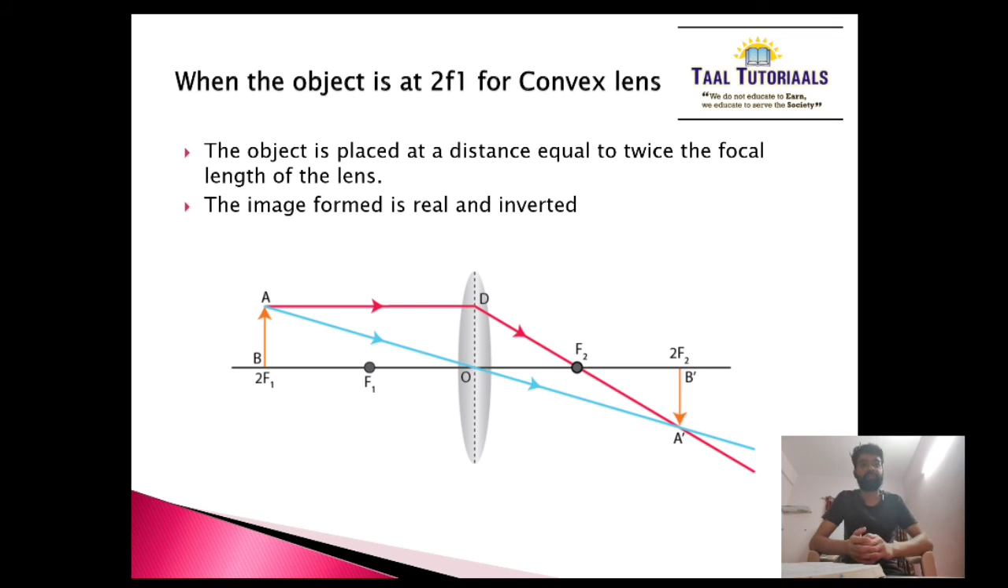Now, let us come to the third diagram, when the object is at 2f1 for a convex lens. See, in this diagram we find AB is an object placed on the principal axis of a convex lens at a distance equal to twice the focal length, that is at 2f1. From the point A of the object, the ray AD, incident parallel to the principal axis, after refraction through the lens passes through its second focus, that is f2, as DA dash. The other ray OA, incident through the optical center O of the lens, travels undeviated as OA dash.